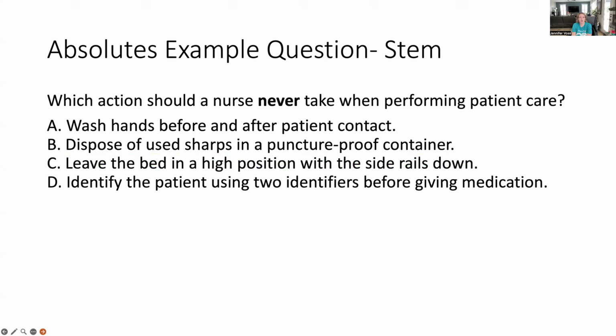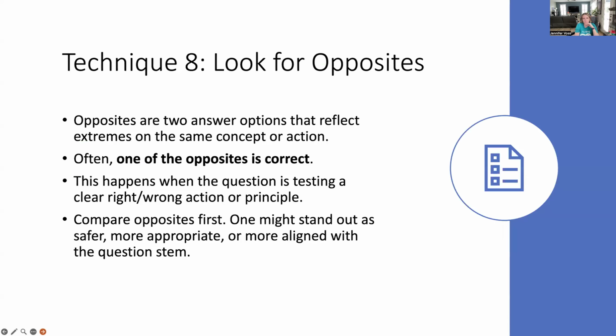We should not wash our hands before and after. No, we probably should do that. We should not dispose of used sharps in a puncture. No, that seems like something we should do. We should not leave the bed in a high position with the side rails down. That seems pretty true. We should not identify the patient using two. Oh, all right. I know I should do A, B, and D, so I'm going to go with C being the thing that is very black and white for me too. I should never perform this action, right?